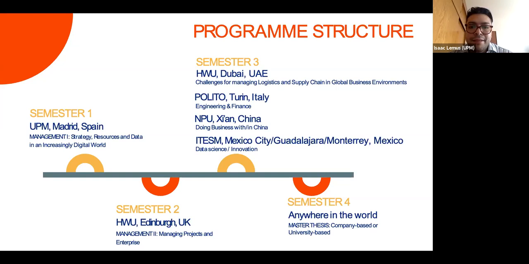They could also go to China if they want to know how to do business there, with our other partner, Northwestern Polytechnical University in Xi'an. Or they could go to Mexico, to any of the three campuses of Tecnológico de Monterrey in Mexico City, Guadalajara, Monterrey, if they want a specialization in data science and innovation. In the last semester, students have to conduct a master's thesis, and this could be company-based, or also university-based. In any case, they could practically do this anywhere in the world, as long as they have a tutor or a master thesis director from one of our partner universities, which is also one of the features that we get as most attractive from our program.